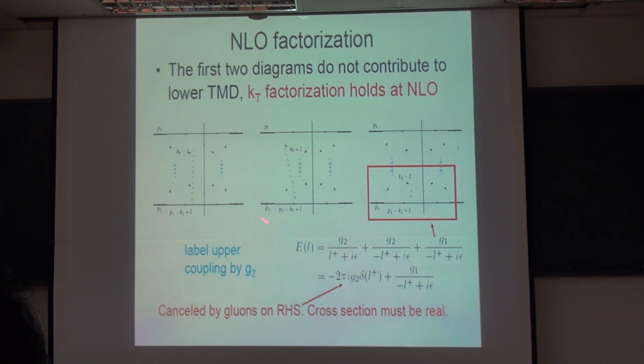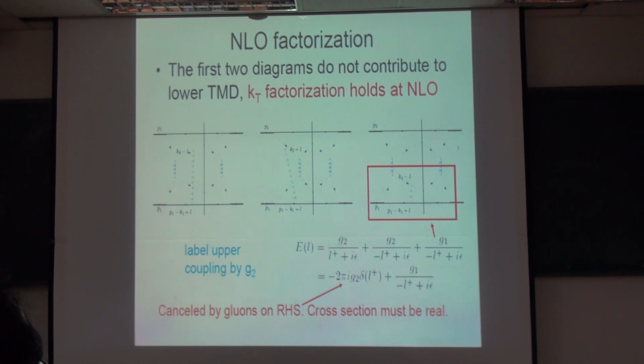The first term comes from this diagram. The second term comes from this diagram because it's K4 minus L, so you get a minus sign. Then they add them together. You can see in most regions of L plus they cancel, but only when L plus equals 0, the imaginary part will add together to get a minus i delta function.